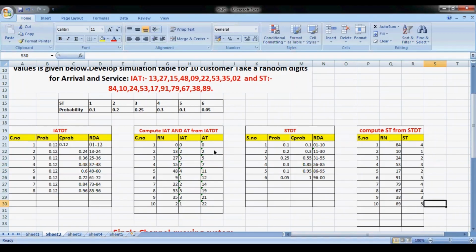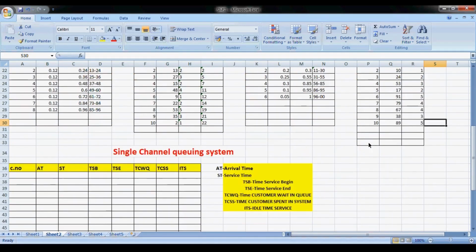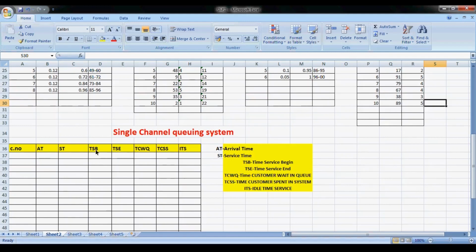Once we have calculated arrival time and service time, then we will go for developing a simulation table for 10 customers. So this is the final table for developing a simulation table for 10 customers. So I will write 10 customers: 1, 2, 3, 4, 5, 6, 7, 8, 9, 10.